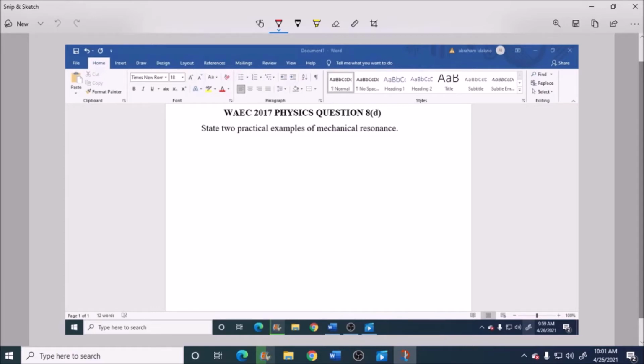Now let's begin with the first one. Number one, we have shattering of glass due to high pitch notes.